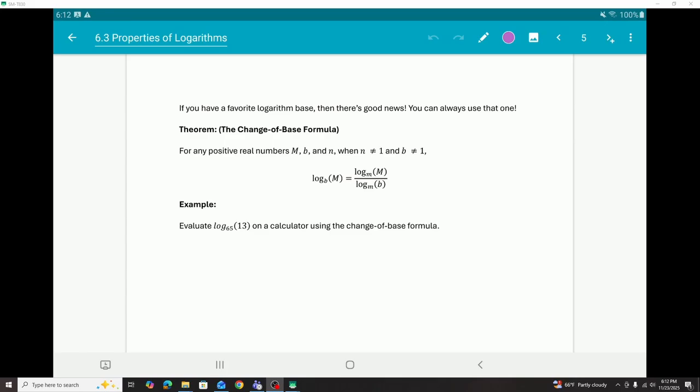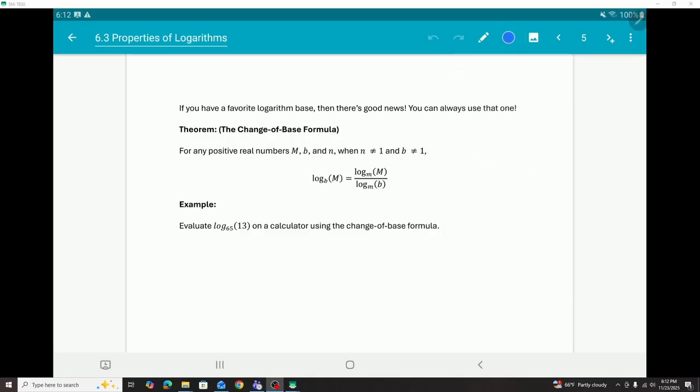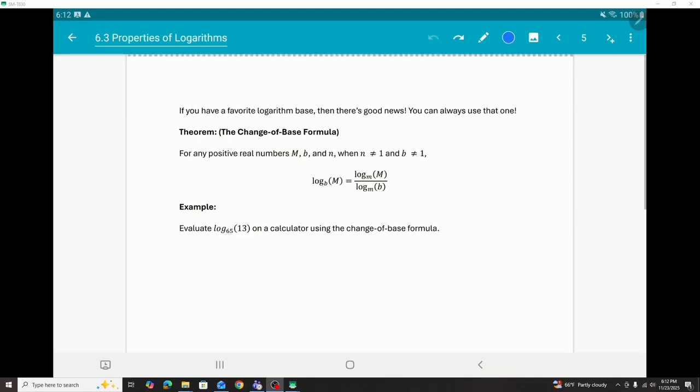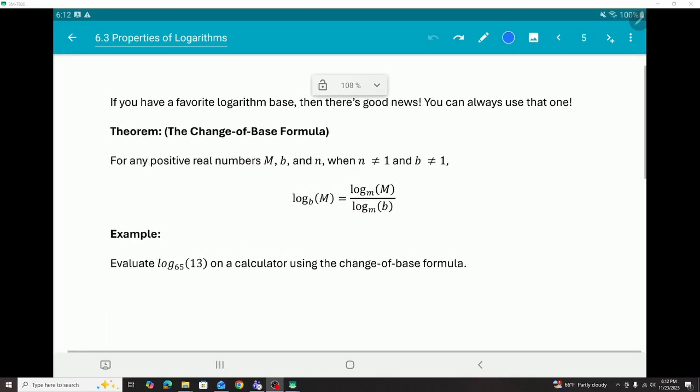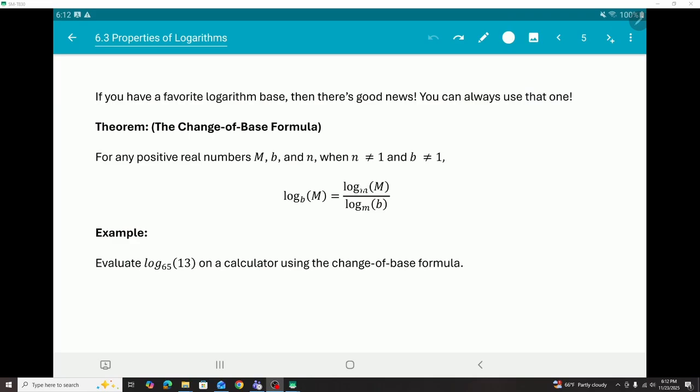Next thing we're going to talk about is the change of base formula. So what is that? The idea is if you have a favorite log base, which most mathematicians and engineers do, it's the natural log, then if you have some other log going on, some different base going on, you could always turn that different weird base into the one that you like. And that's using this change of base formula here. So this says for any real number m, b, and n, and actually there's a typo here, these should be little n's.